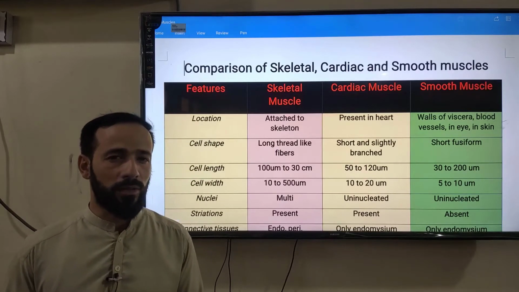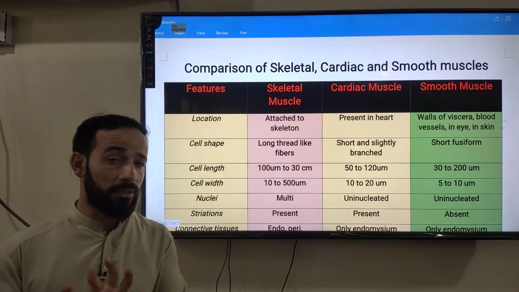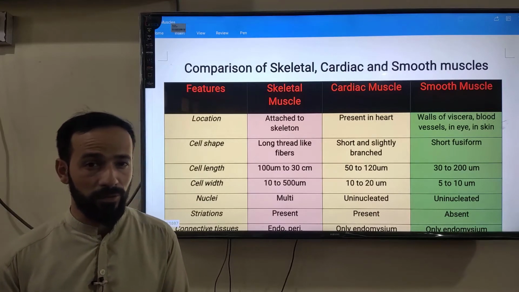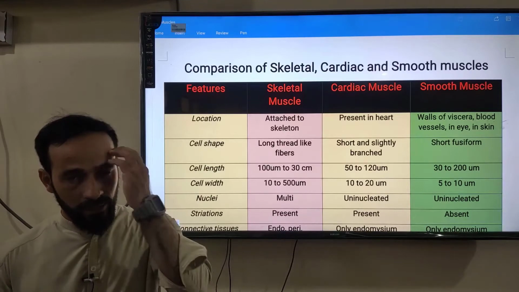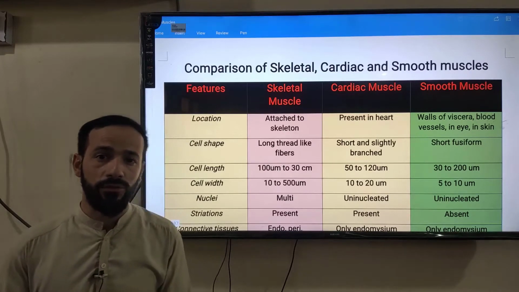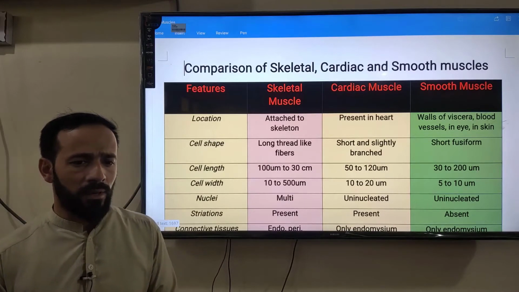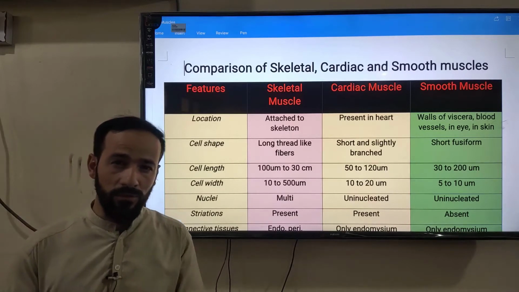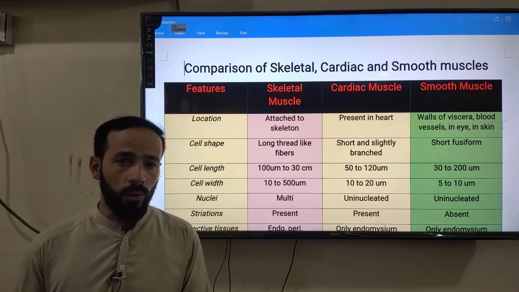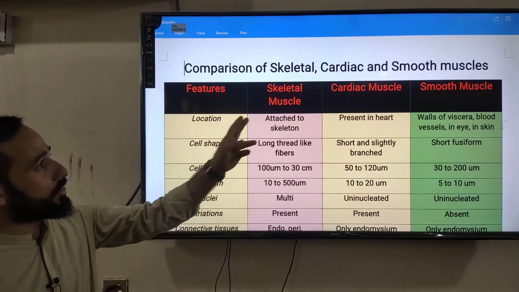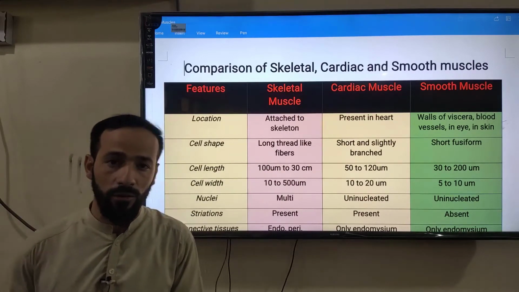We are discussing the muscles of the human body, especially the skeletal muscles, their anatomy and the locations of each muscle. In my previous lectures, I introduced the muscles of the body, what a muscle is, and we discussed the neuromuscular junction. Now in this lecture, we are comparing the three types of muscles that we have in our body.